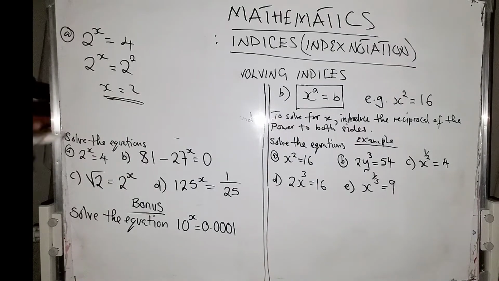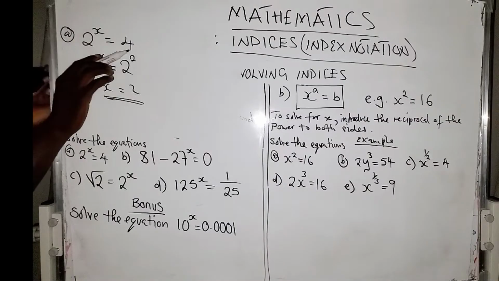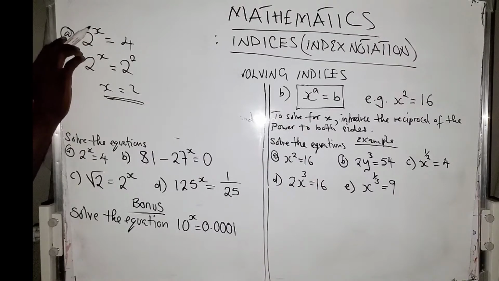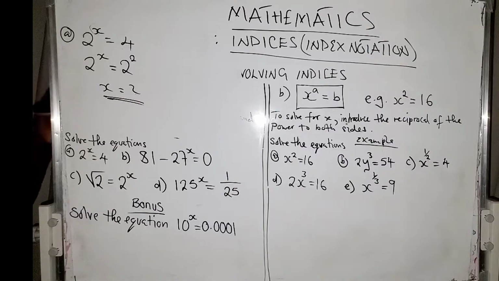That's the answer. If we substitute 2 here, is it giving us 4? Where there is x here, if we put 2, 2 to the power 2 is 4, which is true. Do you have a question here? No. Okay, let's go to the next.